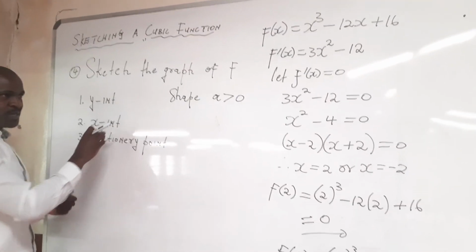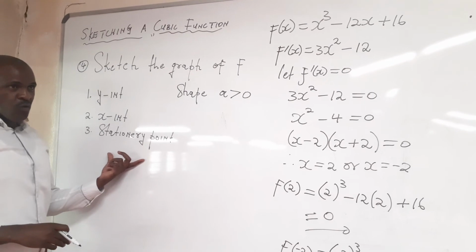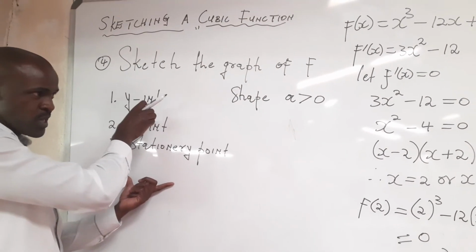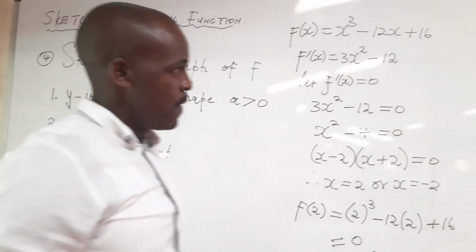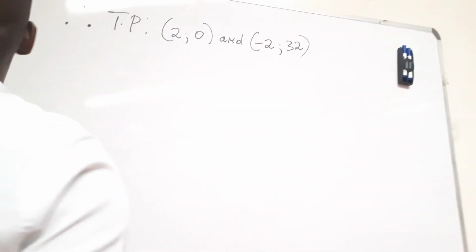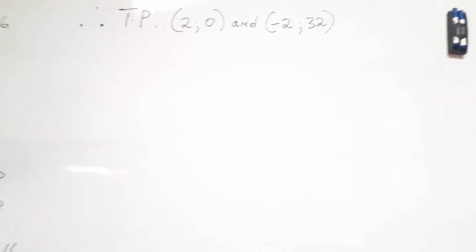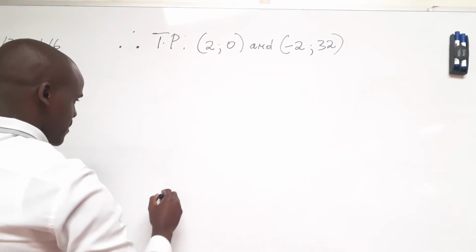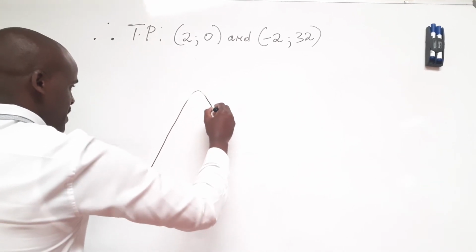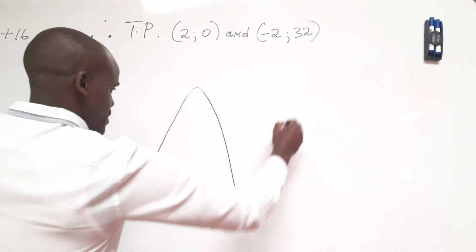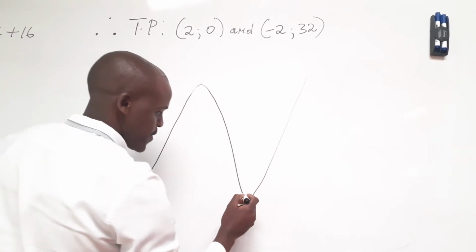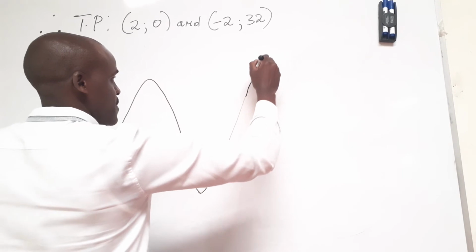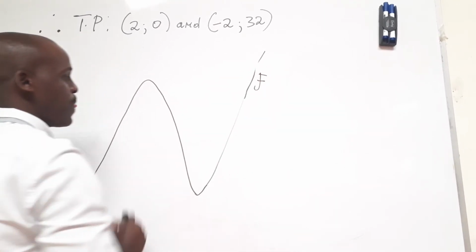Y-intercept, X-intercept, stationary point. We are not being asked to find the point of inflection. So just find these points and then sketch the graph. Right. The value of a is positive. So the shape of the graph will be an increasing function. It's an increasing function. This is the function of f.